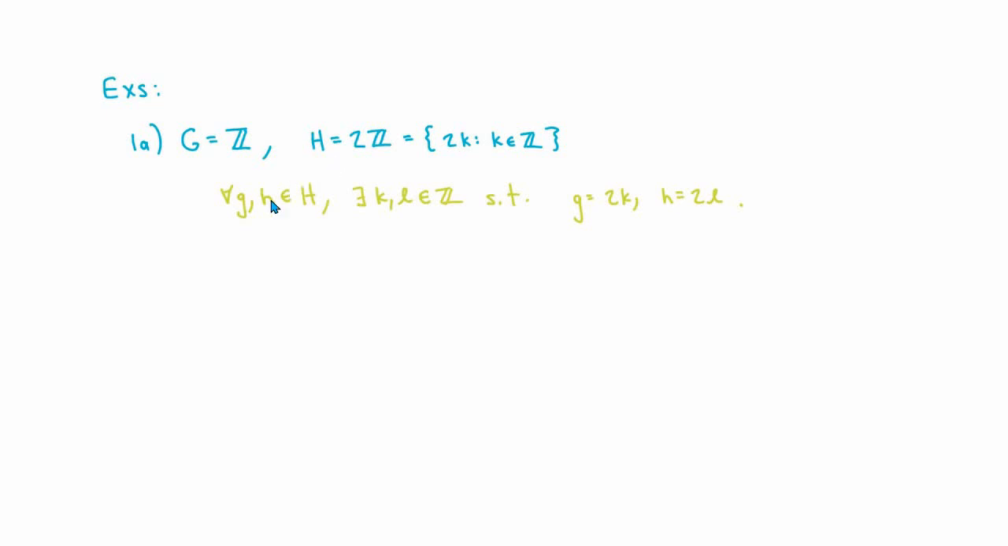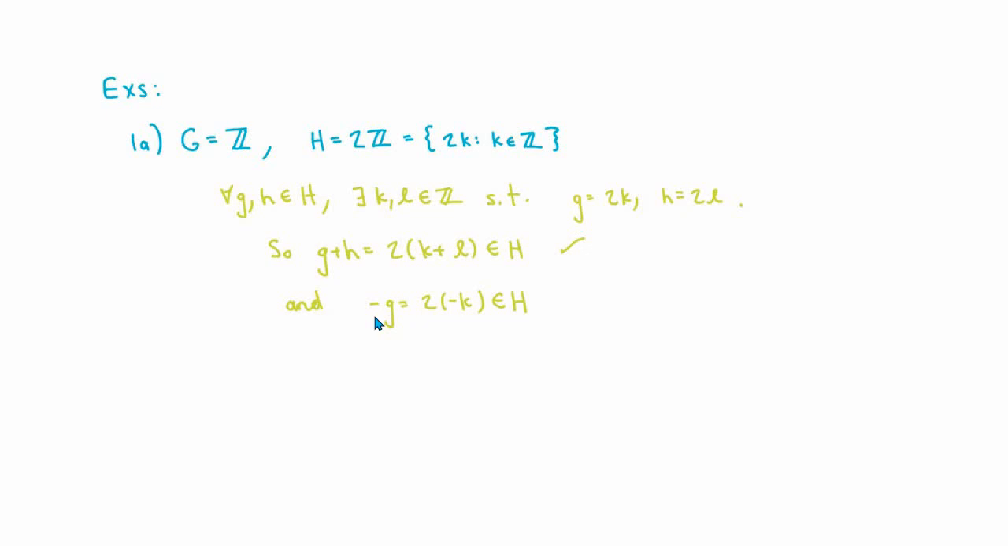So let's suppose that we have two elements g and h of H, and let's suppose that g is 2k and h is 2l for some integers k and l. To show that H is closed under addition, just notice that when we form g plus h, the 2 factors out and we obtain 2 times (k plus l). But since k plus l is an integer, that shows that g plus h is an element of H. And that means that H is closed under addition.